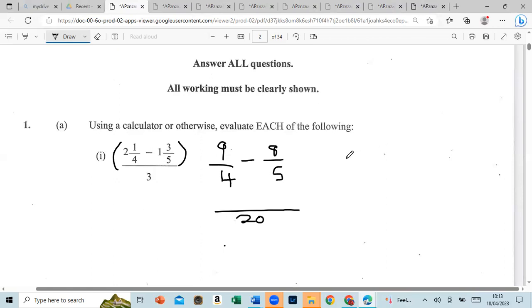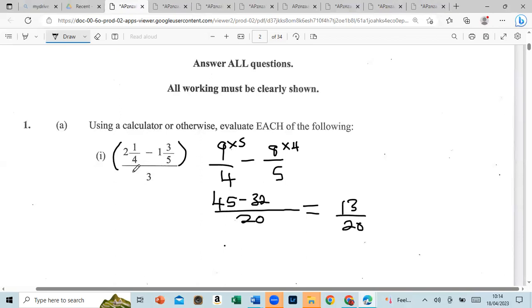So we say 4 into 20 goes 5 times, so we multiply by 5: 9 times 5, 45. Then our subtraction sign. 5 into 20 goes 4 times, so we multiply 8 by 4, which is 32. We subtract 32 from 45, leaving 13. So we have 13 over 20.